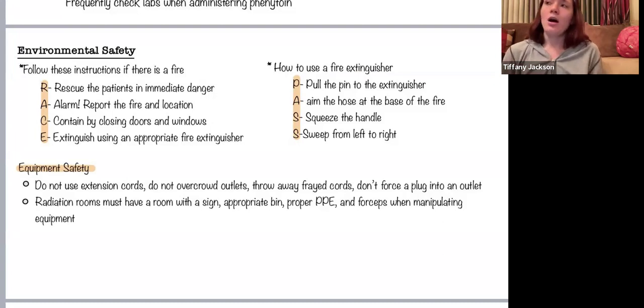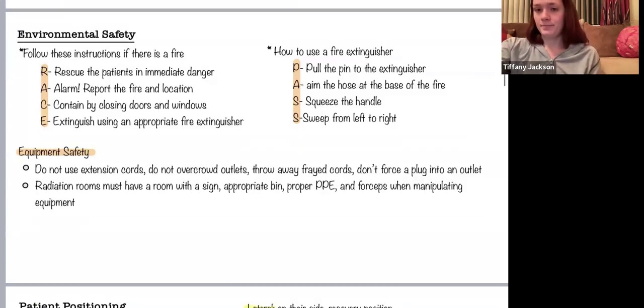Okay. Another thing they talk a lot about with cancer chemotherapy is radiation safety. Make sure that patient has a private room and that it's properly marked with a sign, that there is a bin for the radioactive material, there is a set of forceps, you're wearing your proper PPE.